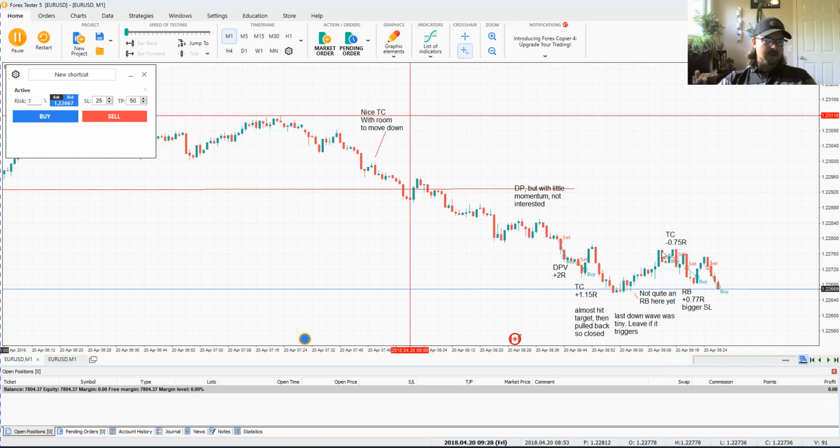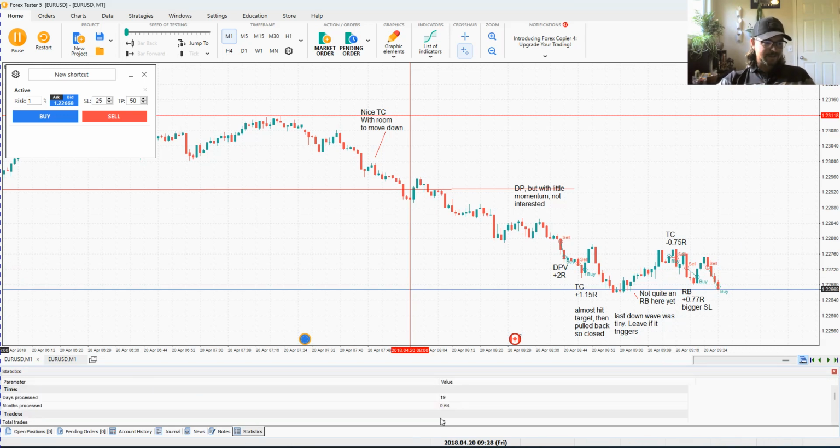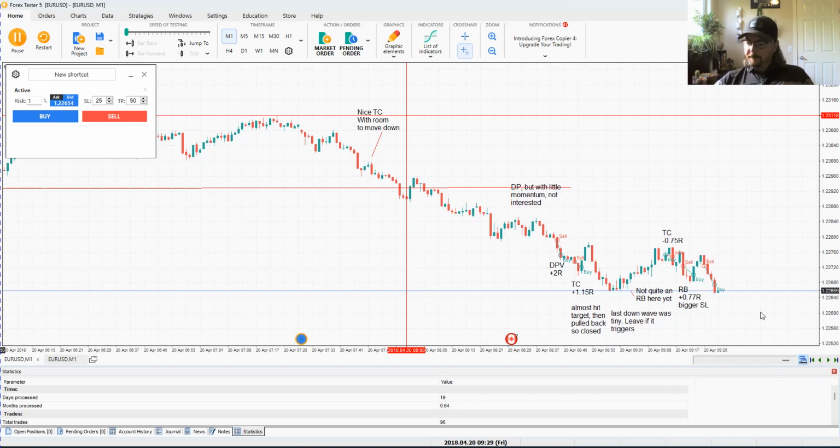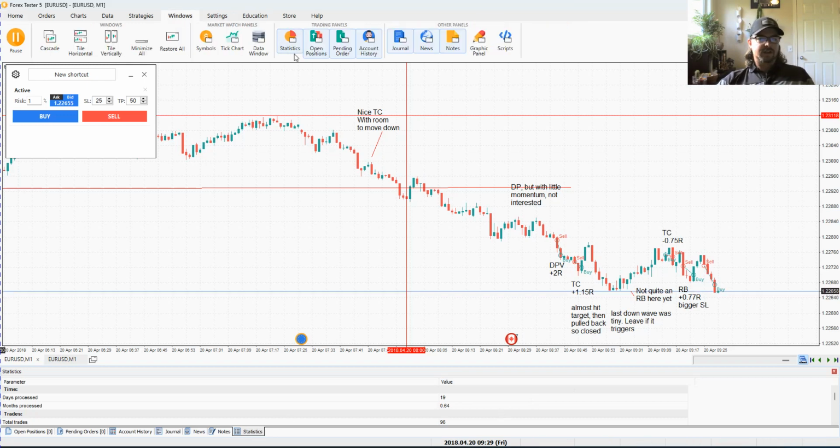Okay, so that hit 2 to 1. If we go back to our statistics, you see we're now up to 96 trades. So this is going to update as we trade. So you have a choice. You can leave this down here in your open windows, or you can just close it and check your statistics anytime you like. So how is this useful? Again, I think one of the most important things is win rate and risk reward ratio.